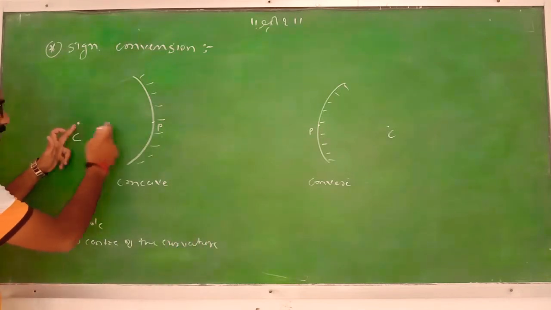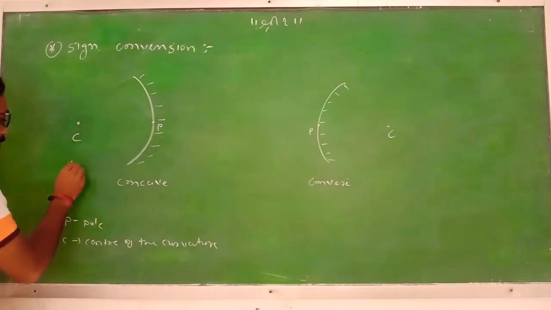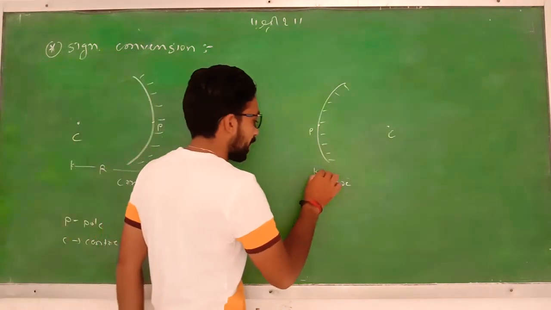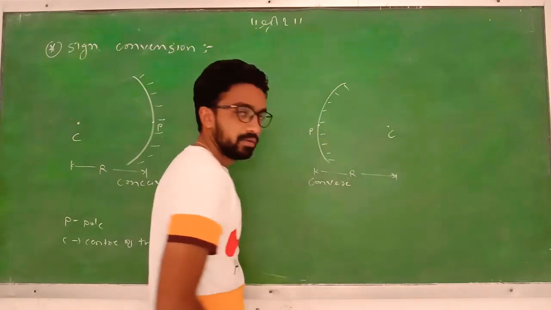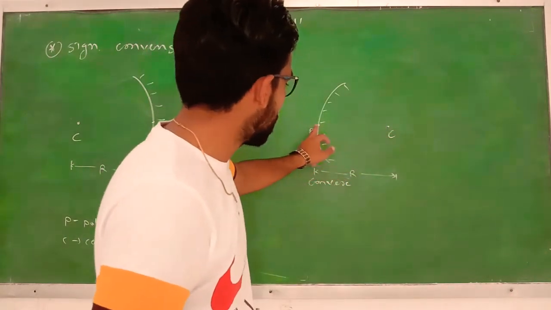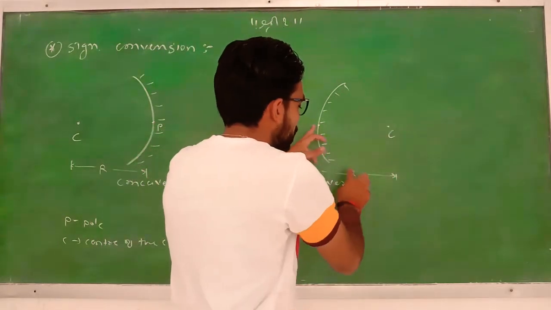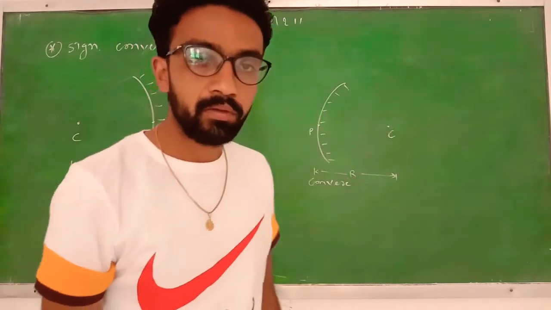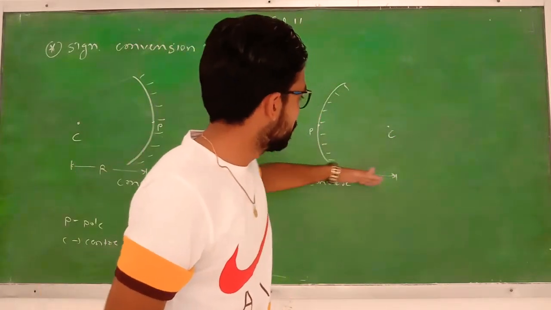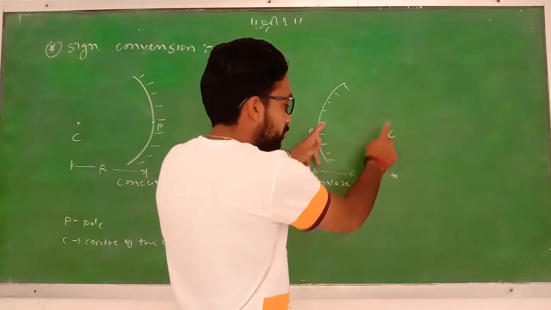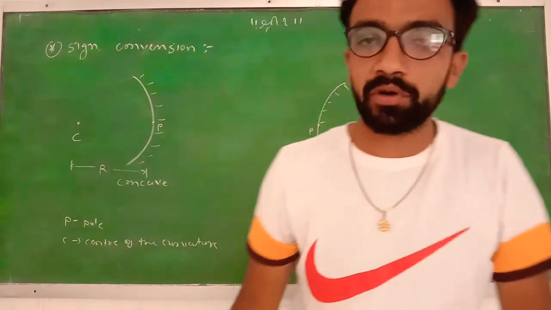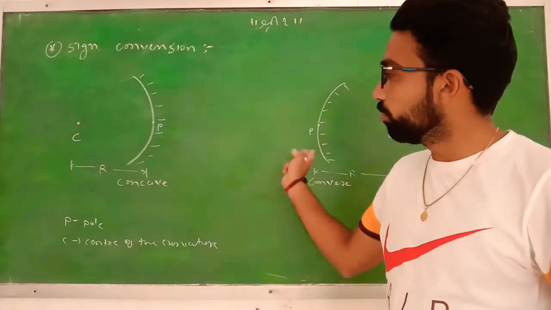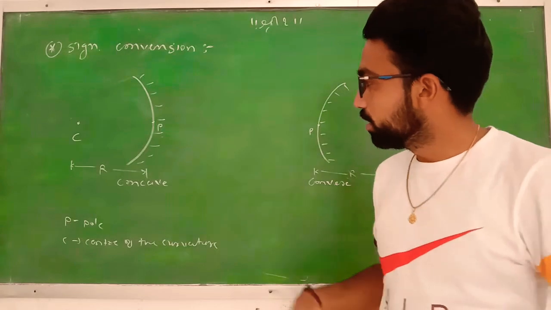Now the distance of the center of curvature from the pole is denoted by R and is known as the radius of curvature. The distance of the center of curvature from the pole is the radius of curvature. This is the radius of the sphere from which this mirror is made. You can consider this the sphere, and its radius is the radius of curvature for the concave or convex mirror, or we can say for the spherical mirror. Both are types of spherical mirrors.